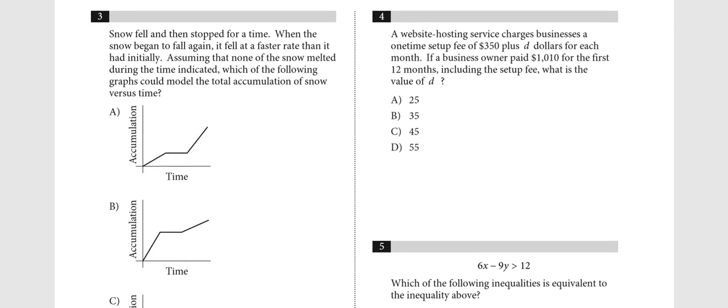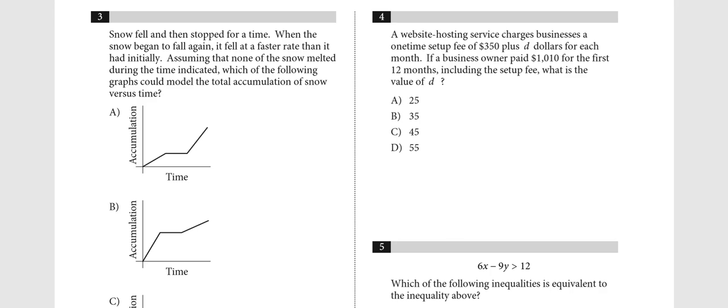Question 3, snow fell on a Saturday, of course. Oh, come on, that was good stuff. Seriously, where were you? Oh, man. And then stopped for a time. When the snow began to fall again, it fell at a faster rate than it had initially.